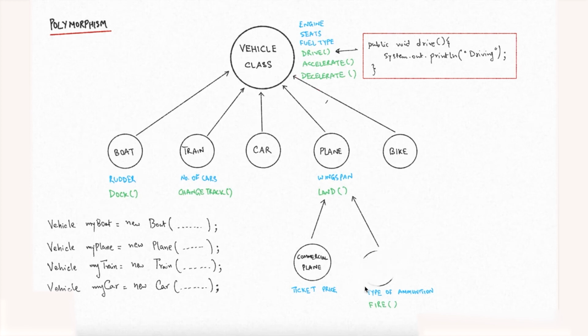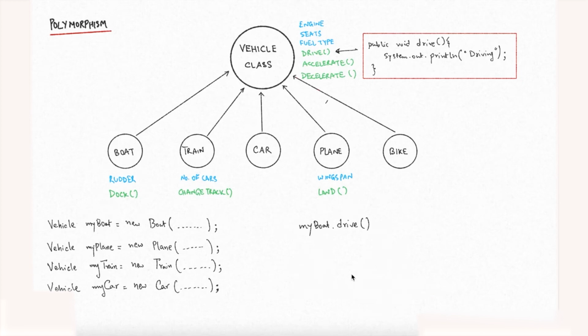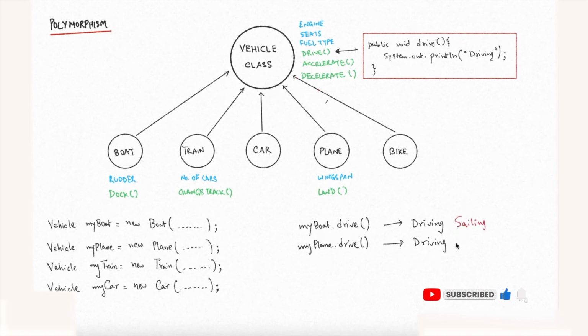Let's remove this for now. So if we call the drive method using our boat, we would say myBoat.drive. Currently, the output that we will get is the word driving. In the same way, if we call myPlane.drive, we will get the same result. We will get driving. But it would be nice if instead of driving, we get sailing for our boat. And for our plane, it'll be nice if we get flying. We will call the same method, but we want different results.